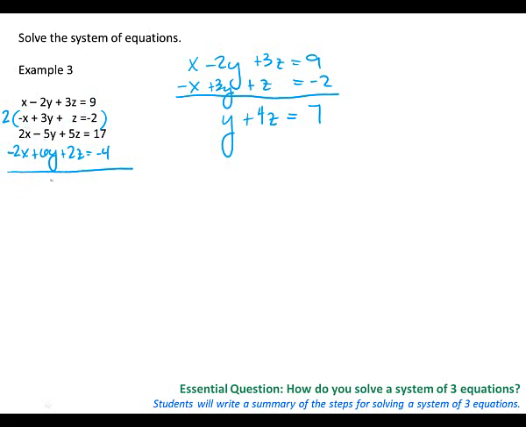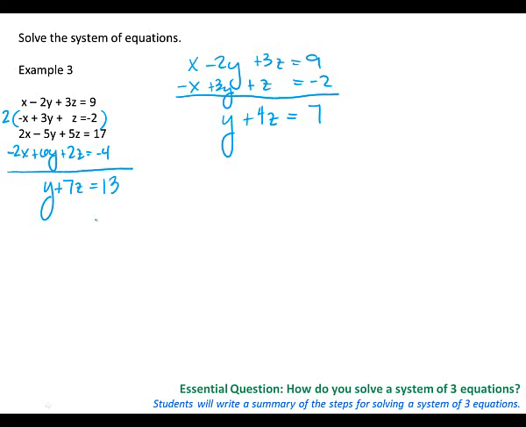What's negative 5y and positive 6y? Good. 5z plus 2z, 7z equals what's 17 minus 4? 13, is that what I heard?